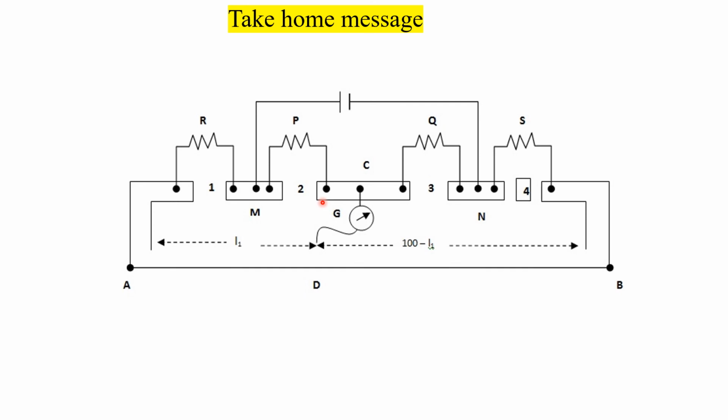The resistance of the wire increases per 1 degree Celsius rise. That increase per degree Celsius is called the temperature coefficient of resistance.